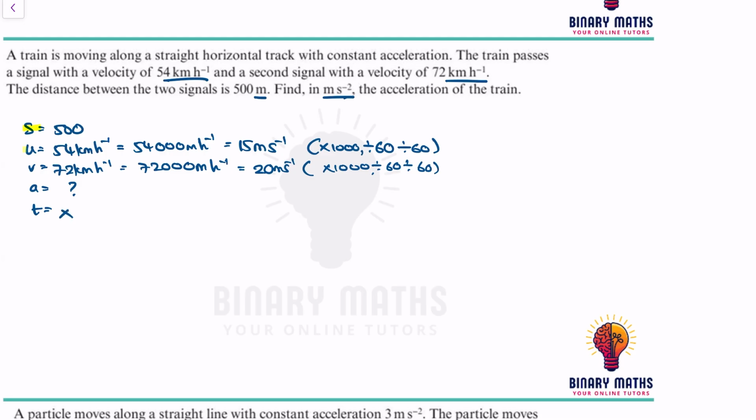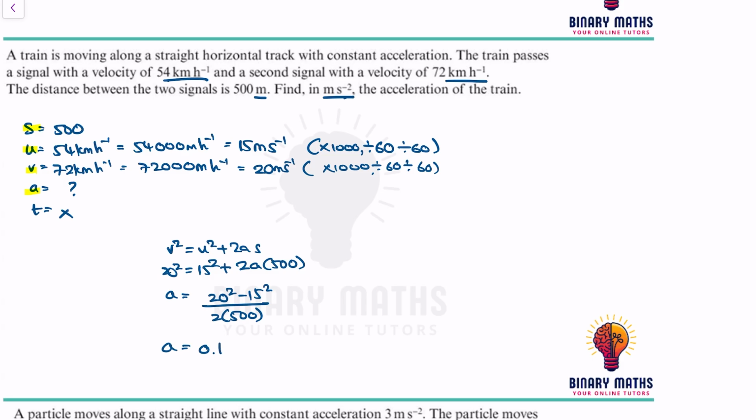So I've got SUVA. So again, I know v squared is equal to u squared plus 2as, which means 20 squared is equal to 15 squared plus 2a times 500. If I rearrange this, I get a equals 20 squared take away 15 squared over 2 times 500. If I put that in my calculator, I get 0.175 meters per second squared.